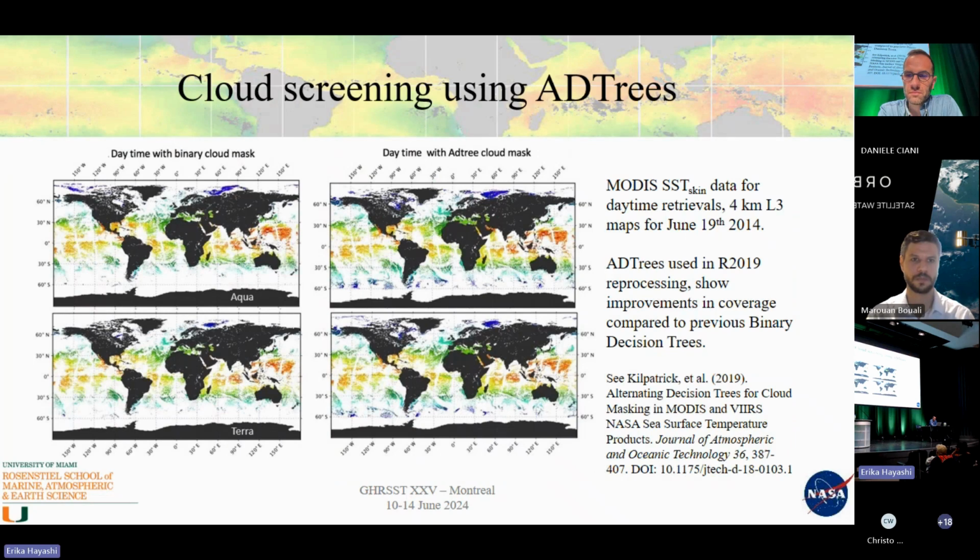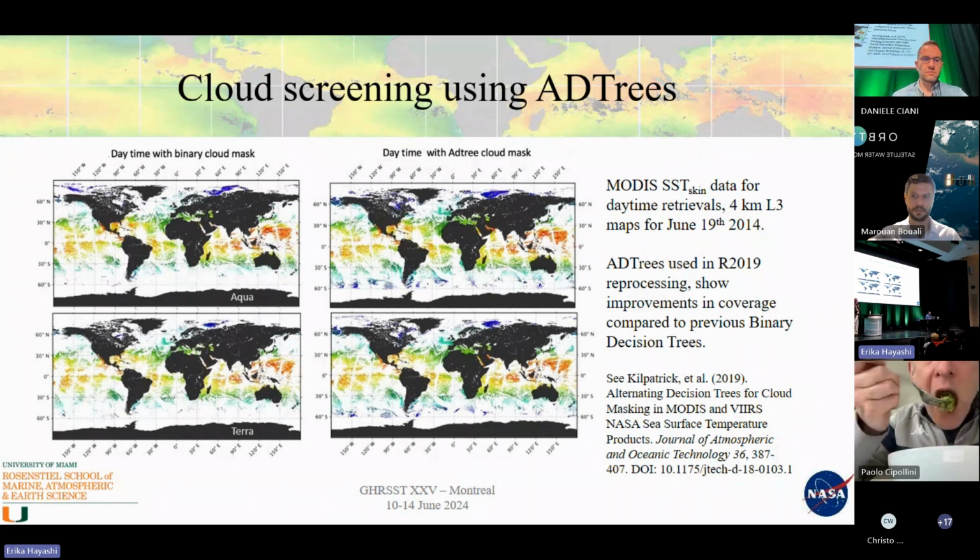Now, to get to the position where we can derive SSTs, we have to be sure we're not trying to get an SST through a cloud, because this is not possible, as you all know. To begin with, we use just a binary decision tree cloud mask, which we developed for AVHRR and then just transported it to MODIS. And this is a sequence of tests, spectral tests, spatial variability tests, and so on.